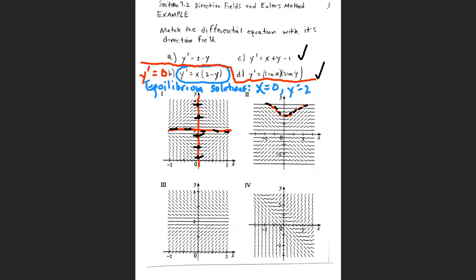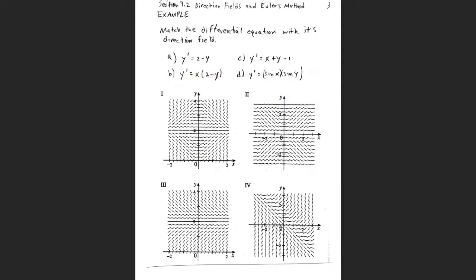Well, I want to be more careful. That isn't quite right, what I said. No, let me rephrase that. When y equals 2, there's a flat line. But you see, these lines here are not flat. Whereas here, along the line y equals 2, all the tangent lines are flat, horizontal, and have slope 0. You see the difference?